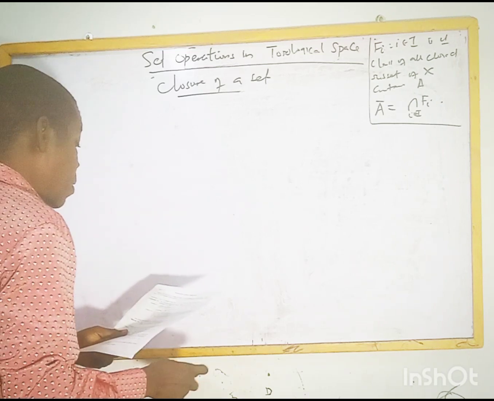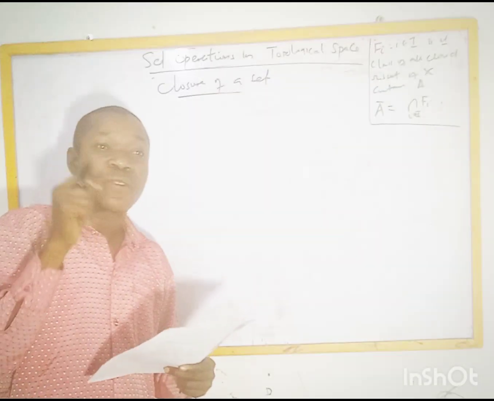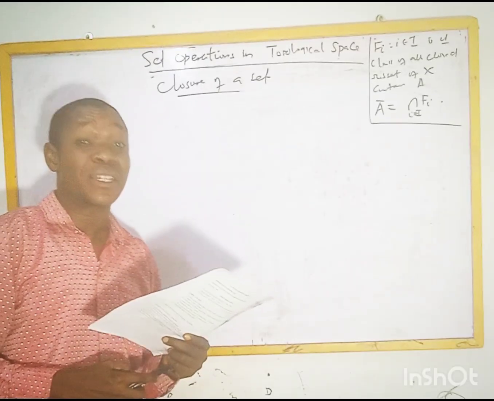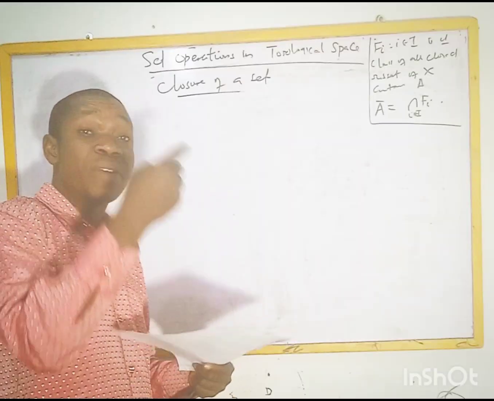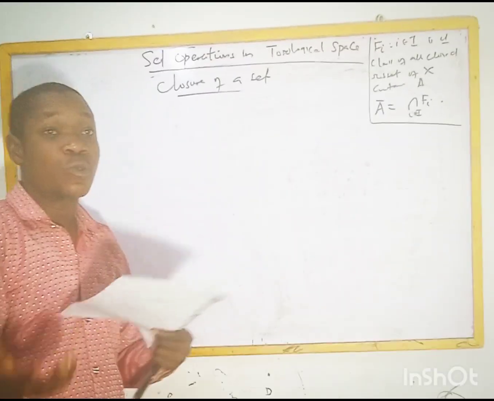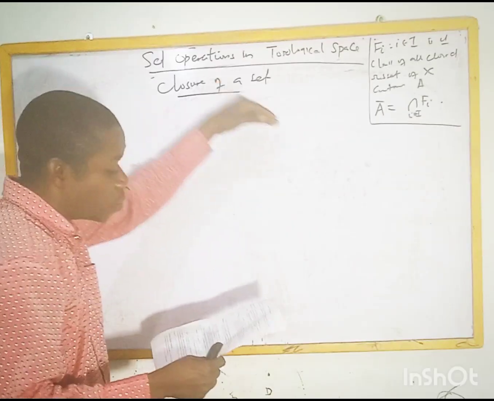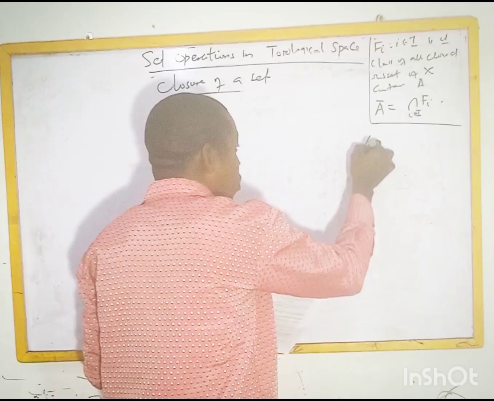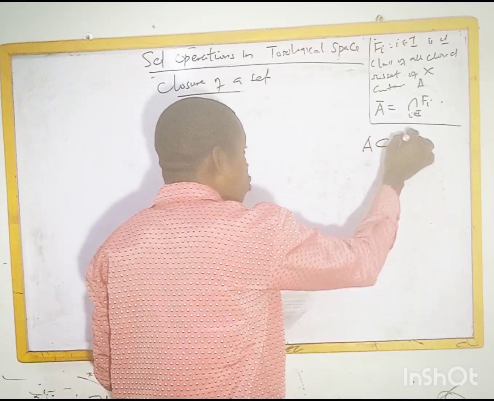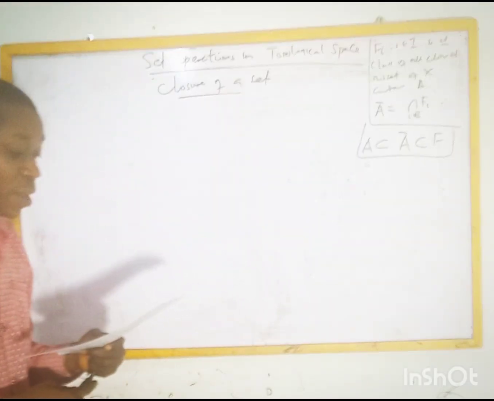Note something: your closure of a set is a closed set, since it is the intersection of all the closed sets. We explained in the previous lesson that a closed set is one whose complement is open. So we have a closed set. Definitely we have that A is a subset of its closure. Note this one also. So those are the principles that we have here.